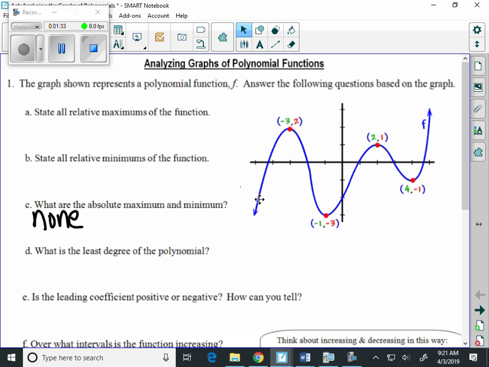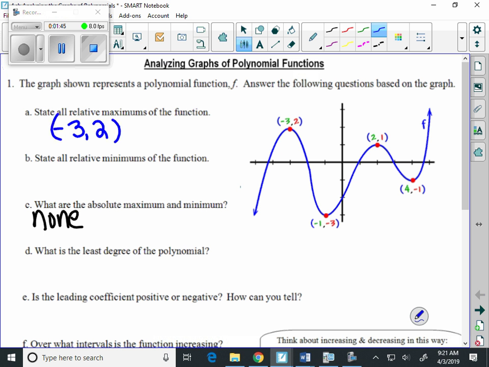So that takes us back to letter A. State the relative maximums of this. Well, one of the relative maximums is this point, -3, 2. It is a high point of the graph. It's not the highest, again, because this graph keeps going upward, but it is a specific high point of that graph. Another high point of this graph is 2, 1.